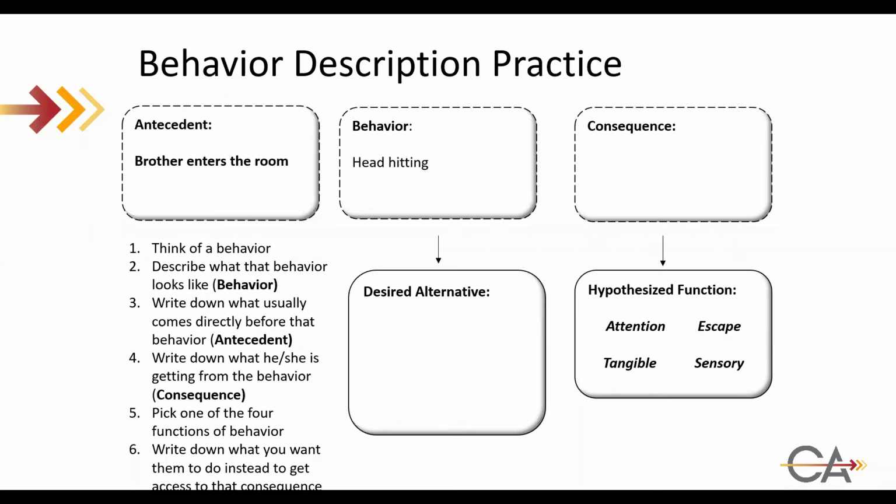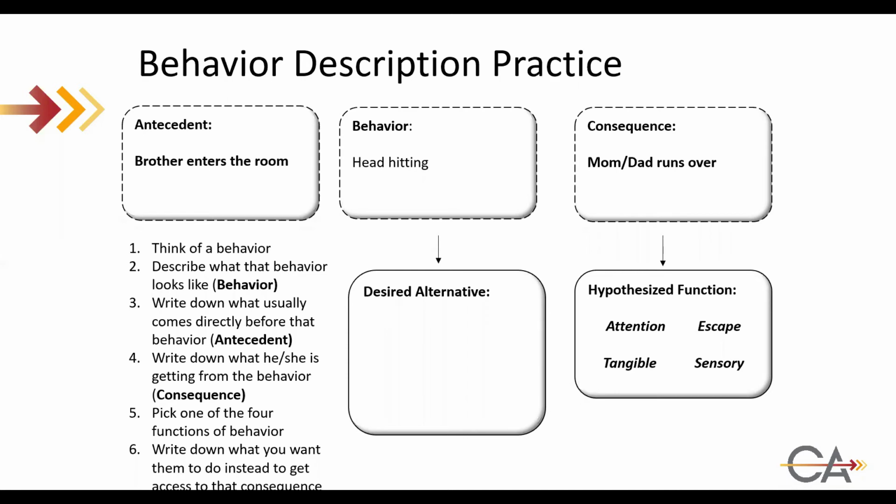So we write down, so we can identify the behavior of head hitting. We saw brother enters the room right before that behavior. As soon as that behavior occurs, mom and dad ran over. So now we have our three-term contingency. We have a behavior, head hitting. We have an antecedent, brother entered the room. And we had a pretty clear consequence.